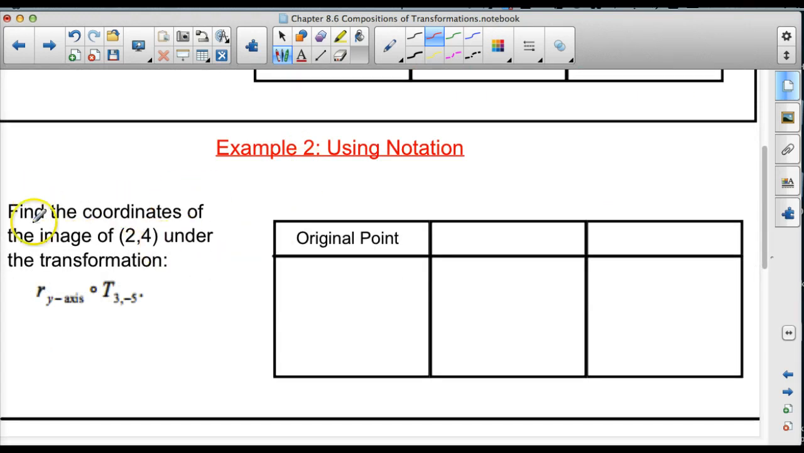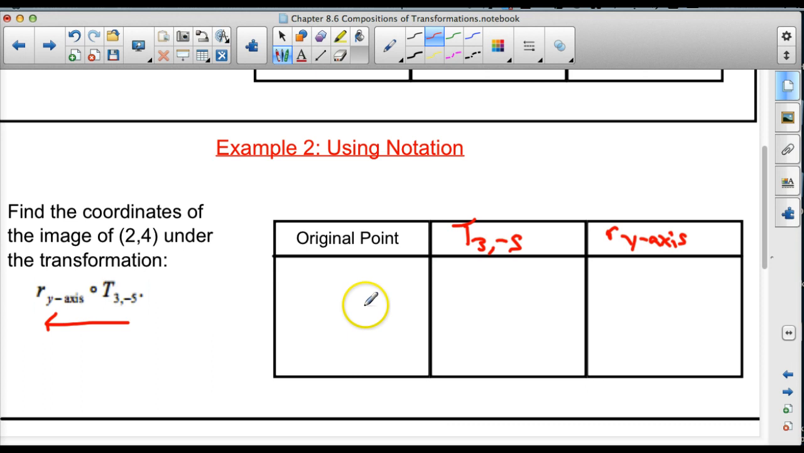It says find the coordinates of the image of 2, 4 under the transformation, and they say a reflection, lowercase r, in the y-axis, and a translation 3 comma negative 5. So we have to figure out what's going to go up here. Remember, with this notation, we work from right to left. So what are we going to write up here? We're going to write the translation. Excellent job. So it's going to be 3 comma negative 5. Which means up here we write reflection in the y-axis.